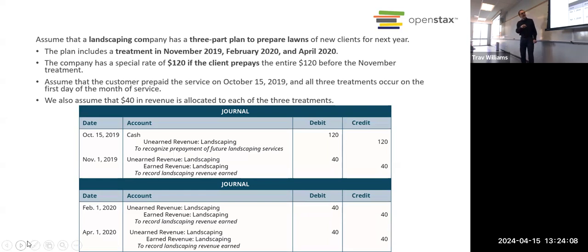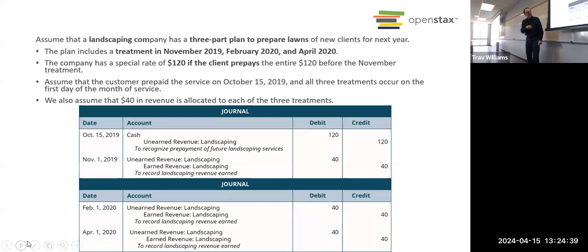Then a couple weeks later, we've done some of the work. We did 1/3 of the work. So now $40 of that unearned revenue goes away with the debit, and revenue, it's a credit. Here they put earned revenue. You could do that, but you could leave out the word earned. It's really not necessary. It's assumed. If you're calling it revenue, it's assumed that you have earned it because that's what GAAP says.